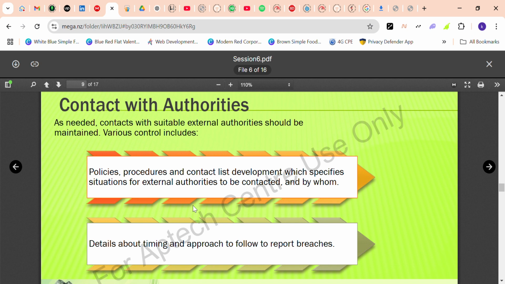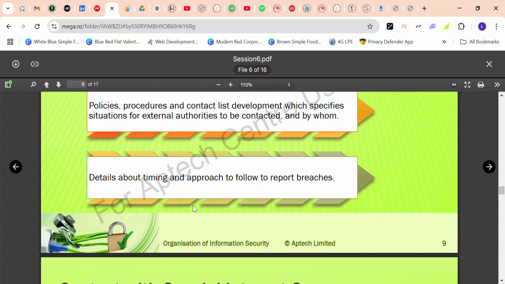The various controls include policy, procedure, and contact list development, which specify the situations in which external authorities are to be contacted, by whom, and who is going to do that. And then details about the timing and approach to follow in reporting breaches. So this is also the method for contact with authorities.